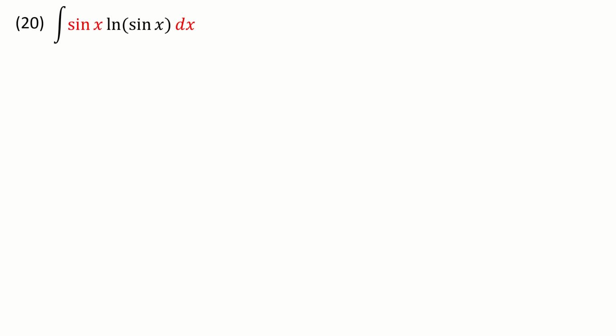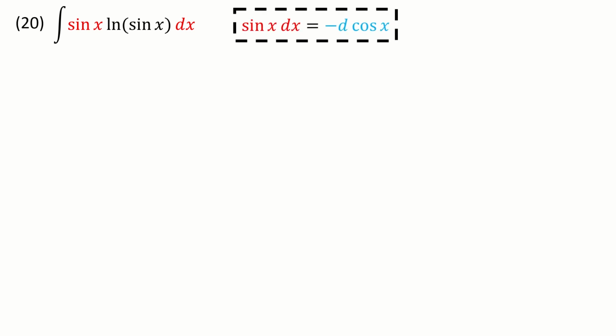Now let's look at problem 20. For this integral, we have sin x inside the natural log. So our plan is to get the sin x out of the natural log. So we choose to do integration by parts. And note that the red part, sin x dx, can be written as minus d cosine x. So we got here. Then we are ready to do integration by parts.